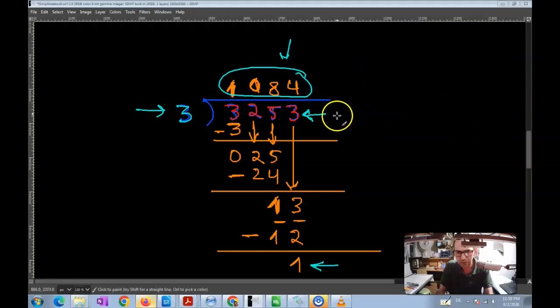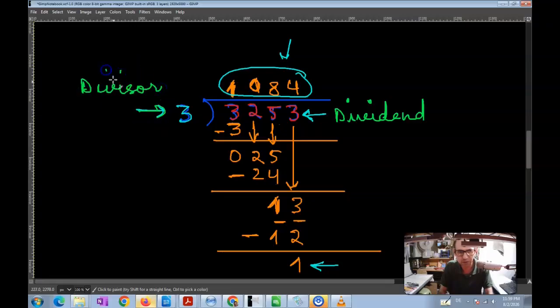Now this number over here is called the dividend. This number over here is called the divisor. This number over here is called the quotient.